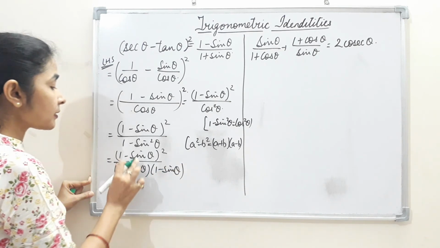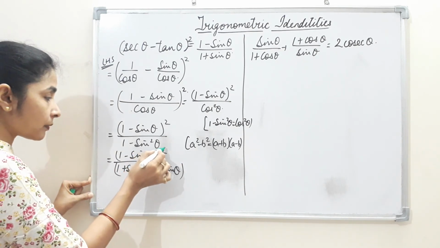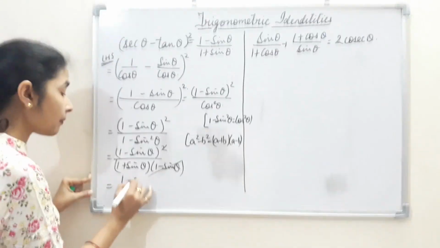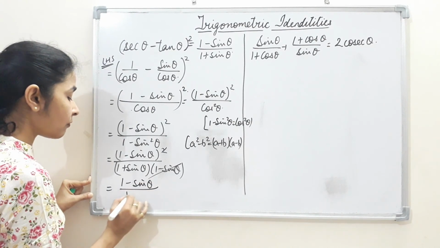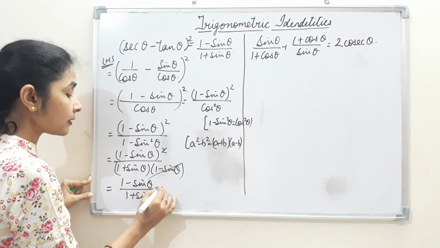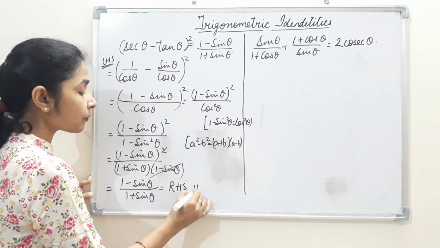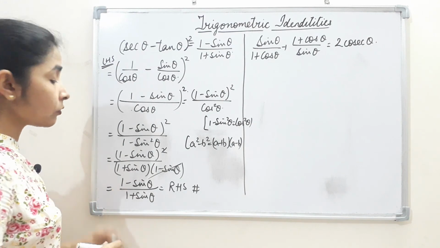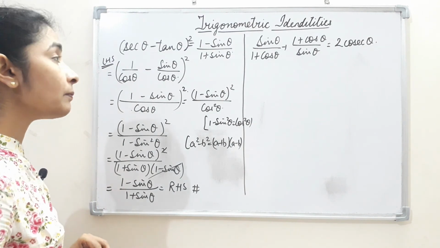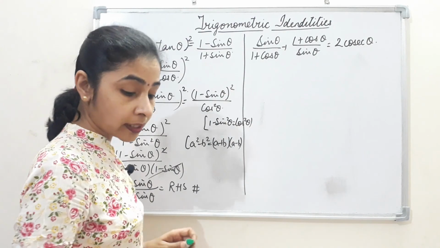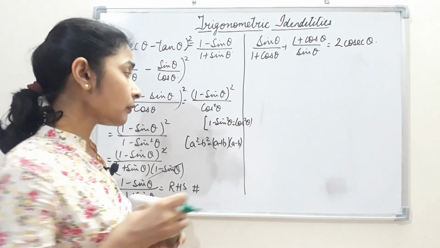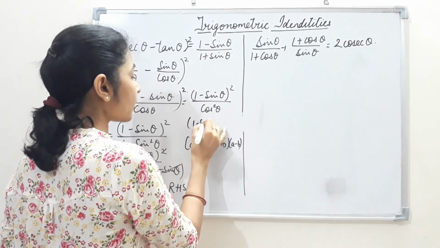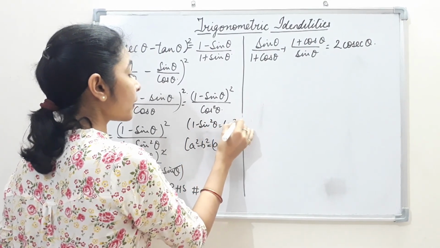Now see, 1 minus sin theta is common in the numerator as well as the denominator, so this square cancels, and with that this thing cancels. So what we have got here is (1 minus sin theta) upon (1 plus sin theta), and that is equal to RHS. So hence we have proved that this LHS, (sec theta minus tan theta) whole square, is equal to (1 minus sin theta) upon (1 plus sin theta). Like this we can use the identities and prove whatever is required. Here we used the identity 1 minus sin square theta is equal to cos square theta.